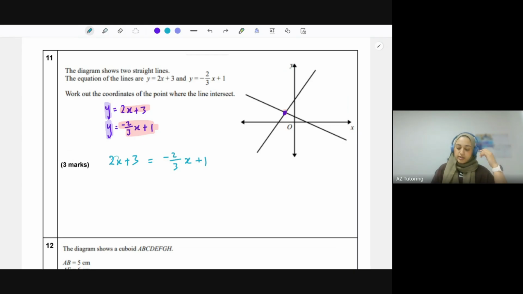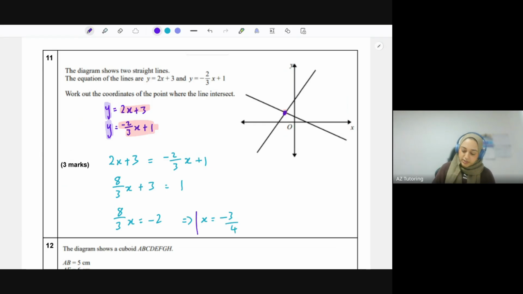I'm going to plus 2/3 x to that side, so 2 add 2 over 3 gives me 8 over 3 x, plus 3 equals 1. Okay, I'm going to bring the 3 over to the right-hand side. So the opposite of plus 3 is minus 3. So 8 over 3 x equals 1 minus 3, which is minus 2. And then finally, to get x by itself, I just need to divide by 8 over 3 to get rid of that. So minus 2 divided by 8 over 3 is minus 3/4.